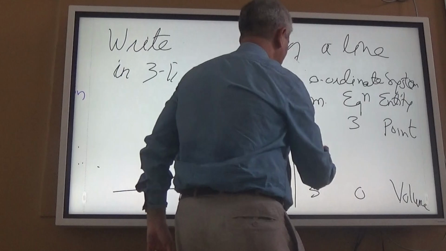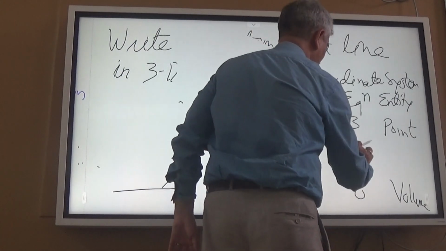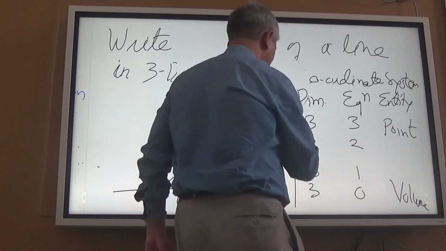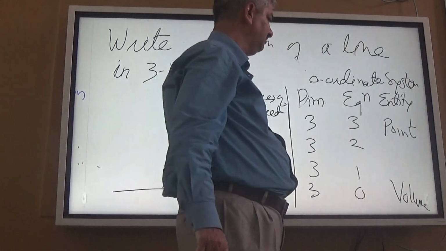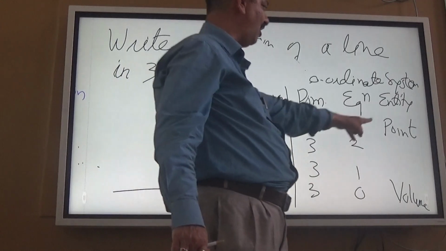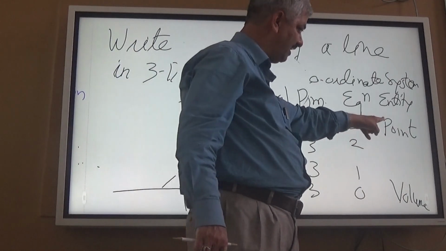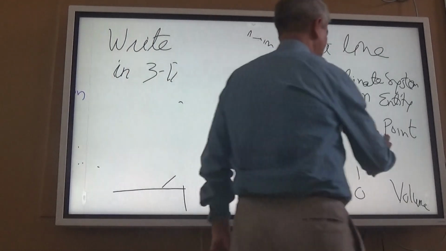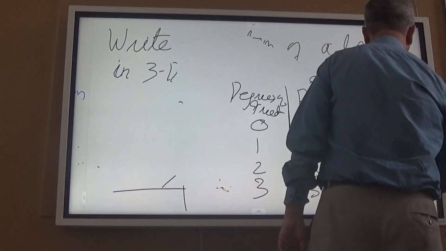Now, 3 dimensions, 2 equations, 1 equation. Degree of freedom 2, degree of freedom 1. So what will this be? Point to line to plane to volume. Right? It should be so. Point to line. Point to plane.